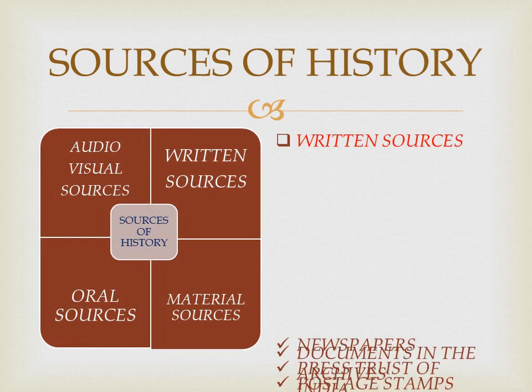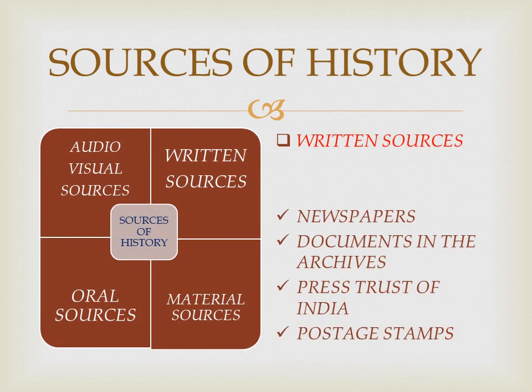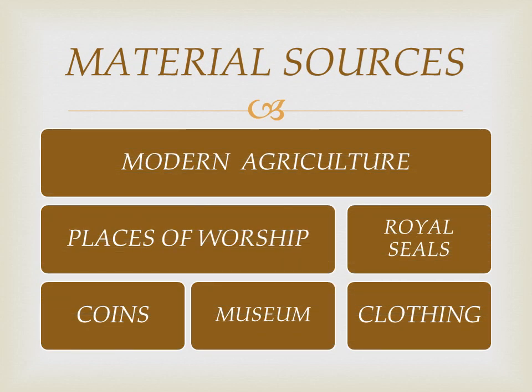In our last session, we have learned about written sources such as newspapers, documents in the archives, Press Trust of India, postage stamps. Now we are going to see other sources such as material sources, oral sources, and audiovisual sources. The sources, such as modern agriculture, places of worship, royal seals, coins, museums, clothing, are included in material sources. They are also called physical sources.